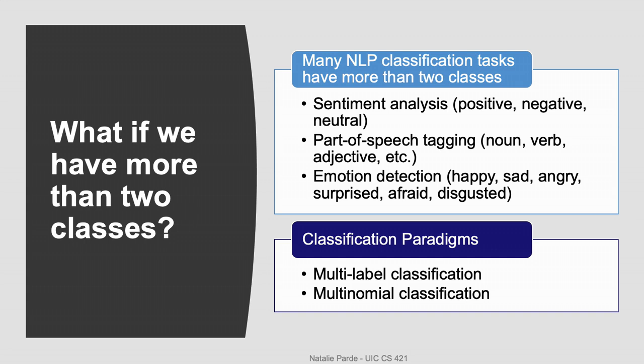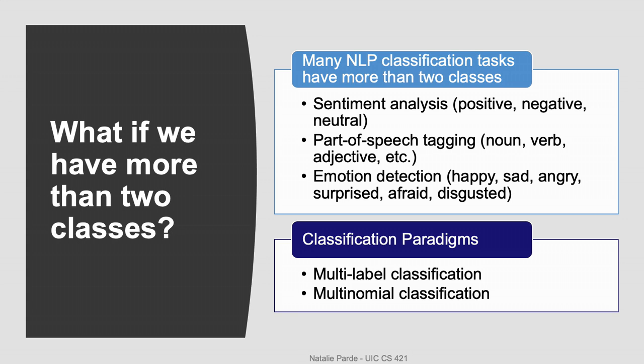So for this module, we've restricted ourselves to binary classification scenarios where we're just deciding which of two classes a test instance belongs in. However, in many NLP classification tasks, there are more than two classes. For example, in sentiment analysis, you might have positive, negative, and neutral classes. In part of speech tagging, you can have tons of classes, and even with things like emotion detection, you can easily have 6 or more classes.